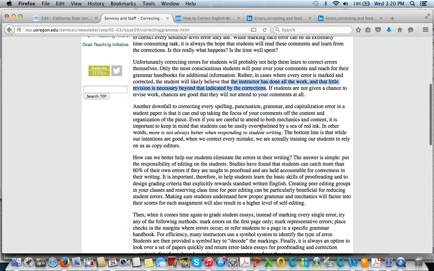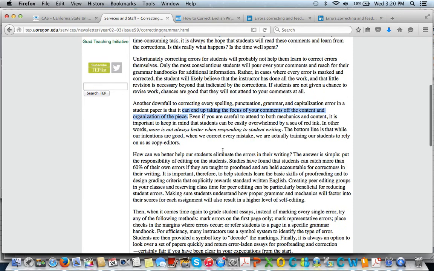Another downfall to correcting every single error is that it can end up taking the focus of your comments away from more important or equally important issues of content and organization. That's why this quarter we're looking at the traits of writing, so you can focus on different traits at different times. Grammar and language is not the only thing we should be looking at in our students' writing or commenting upon. So we try to attend to other aspects of student writing.